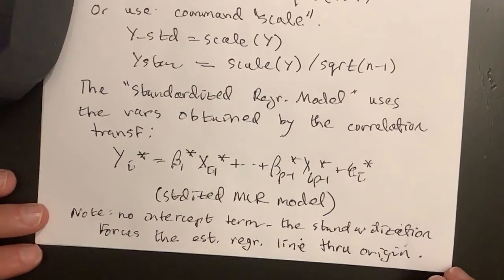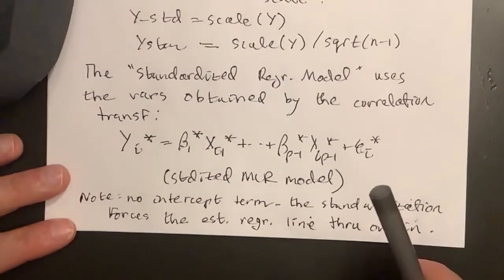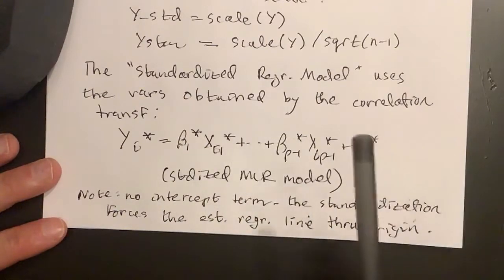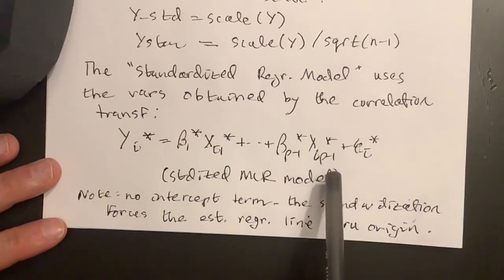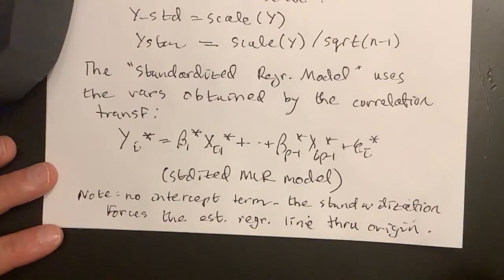Well, the standardized regression model just uses all the starred variables that we just talked about from the correlation transformation. In other words, yi star equals beta 1 star xi1 star plus ... plus beta p minus 1 star xi p minus 1 star plus a new error term epsilon i star. And we'll call this the standardized MLR model.